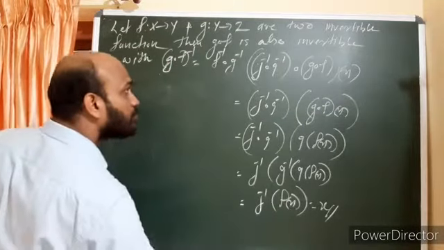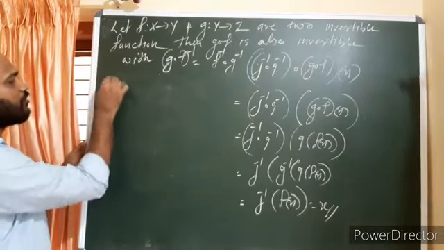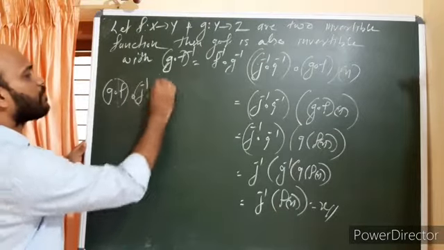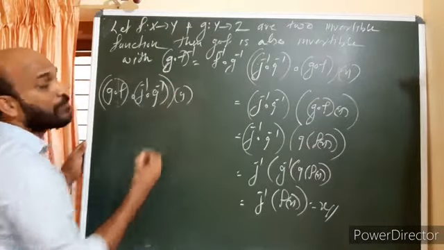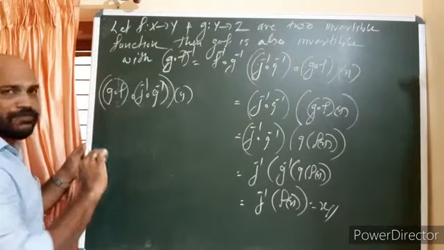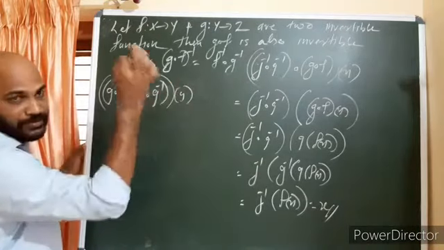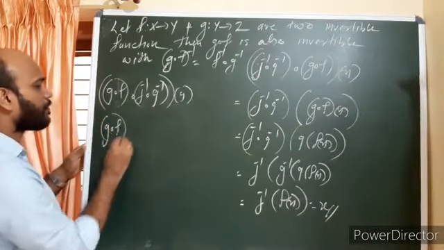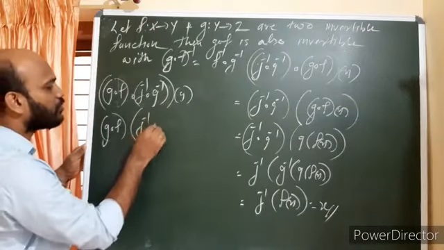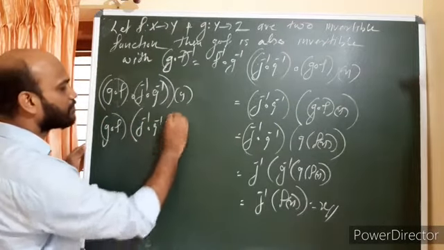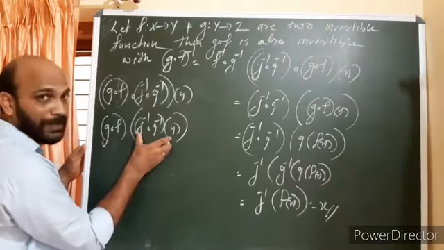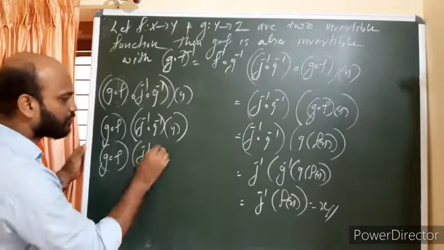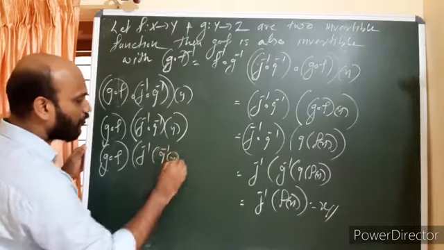That means you have to show that g of f inverse of g inverse of y equal to y. Okay. Same definition, g of f of y or f of g of y. That formula is equal to g of f inverse of g inverse of y. So first we can simplify the bracket. So this will be equal to f inverse of g inverse of y.